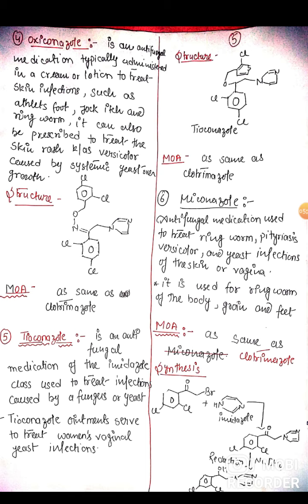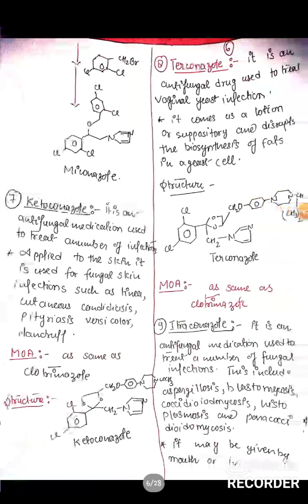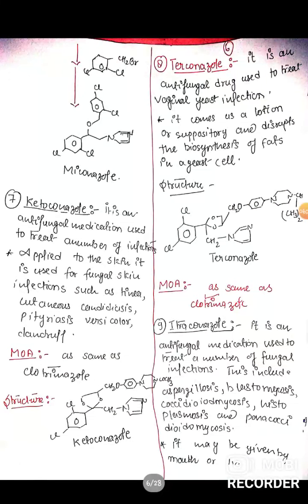The synthesis of miconazole is as follows. When an imidazole derivative reacts with 2,4-dichlorobenzoyl bromide, it produces an intermediate, which on reduction with NaBH4 produces the miconazole intermediate. Upon reaction with 2,4-dichlorobenzyl bromide, it gets converted into miconazole.